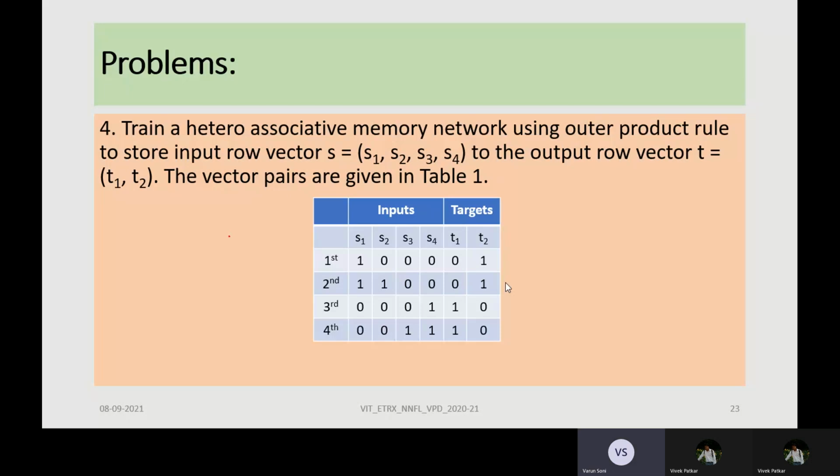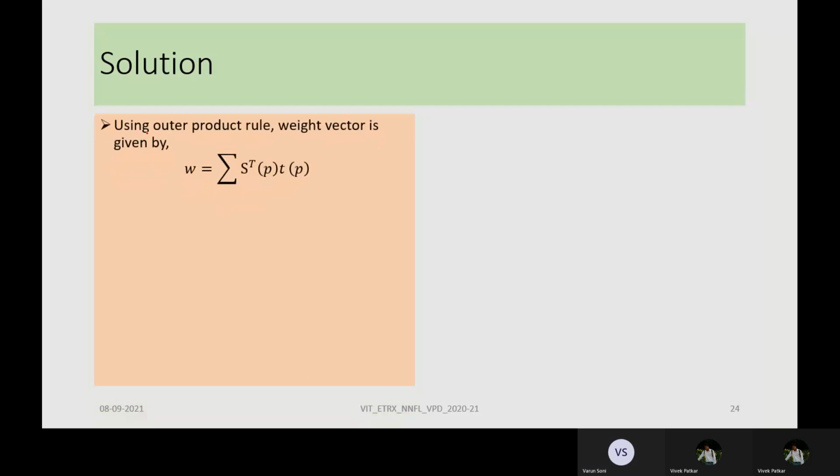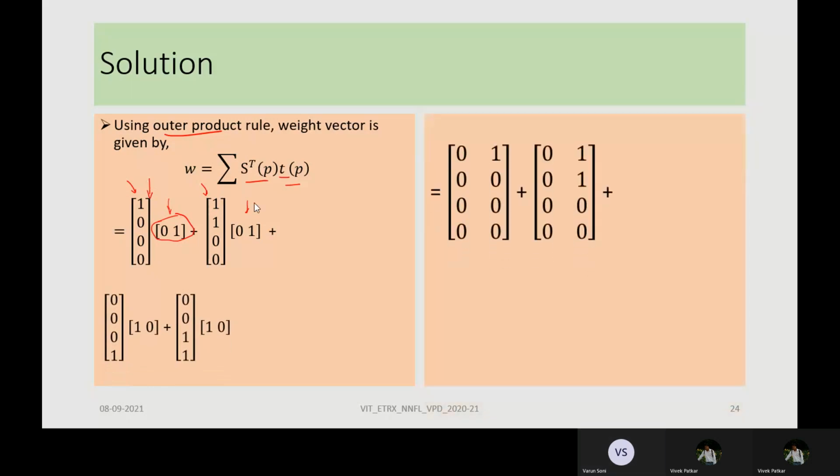Okay. So let's see the solution here. When we use the outer product rule, we can directly use the matrix multiplication S transpose into T. So for the first sample, this is your S and this is your T. Are you able to understand what is being done? Yes, sir. The first sample's transpose times its target, then the second sample's transpose times its target. So for all, we will go on adding. Is it clear? Yes, sir.